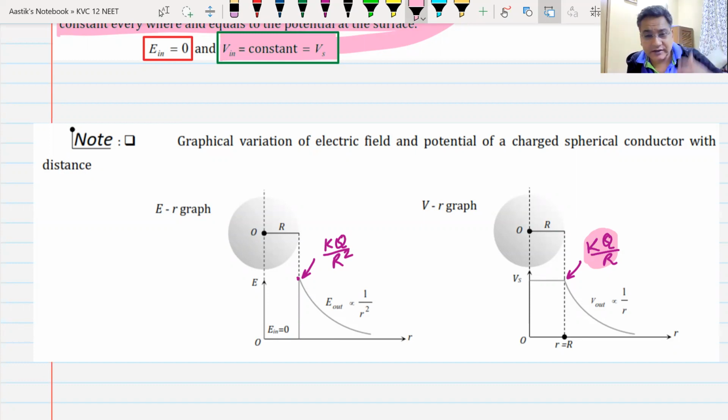The potential at any point inside the sphere, including the center, is the same as the potential on the surface of the sphere, and it is kq by r. I am really very disappointed. Potential is the same. You could not give this simple answer.